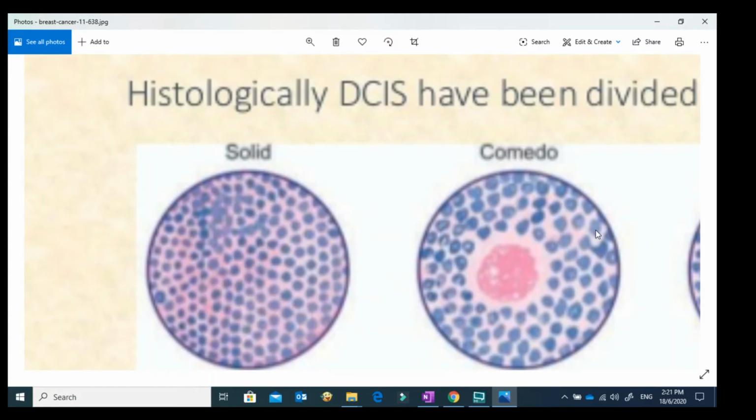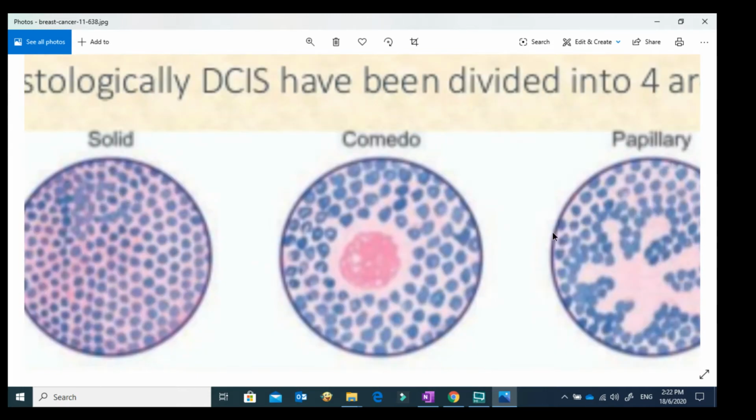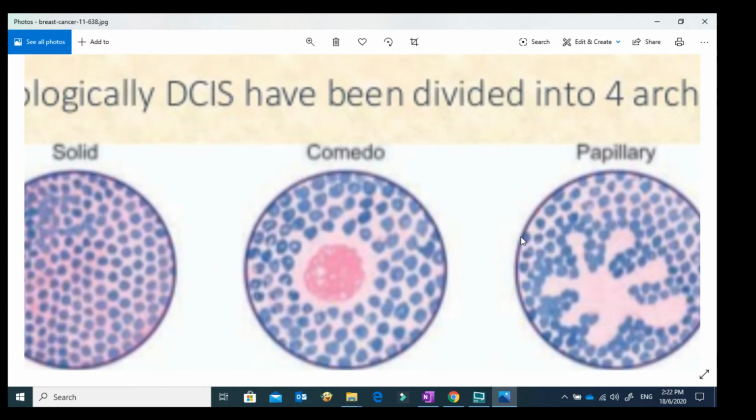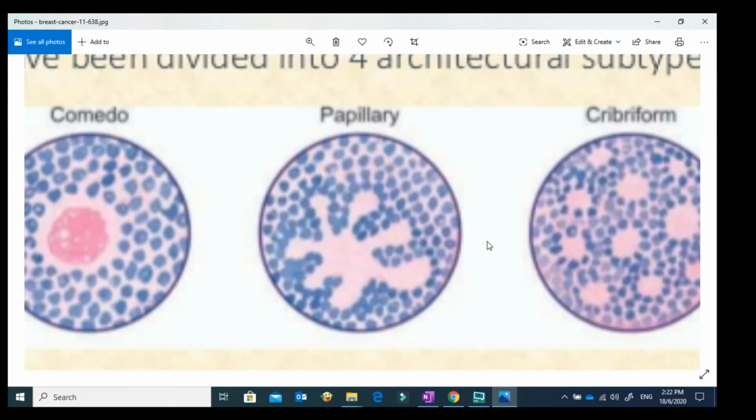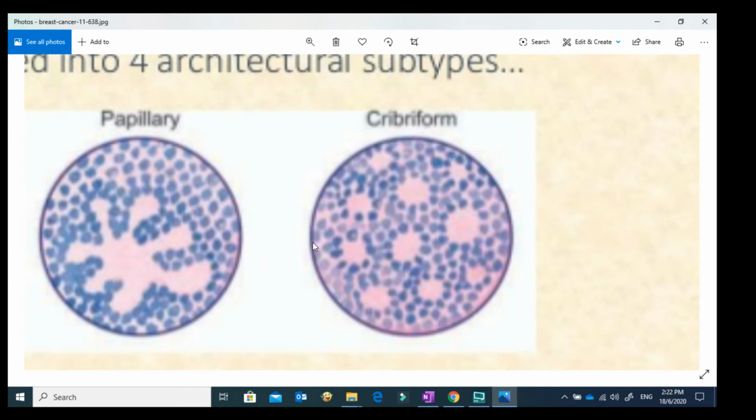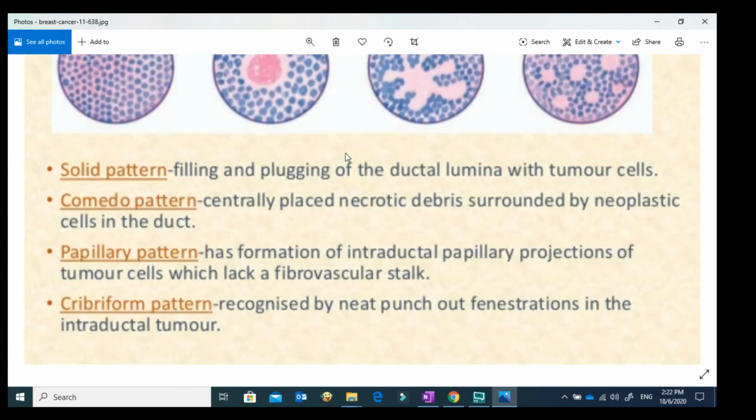To understand this, let's see this picture. The first one is a solid tumor, where there are a lot of tumor cells in the architecture. Then the comedo pattern, where you can see the central section is a necrotic zone, and surrounding it are the neoplastic cells. Then the papillary pattern, which projects like papilla formation with finger-like projections. Then we have the fourth one, cribriform, present in the form of small and big architectures.